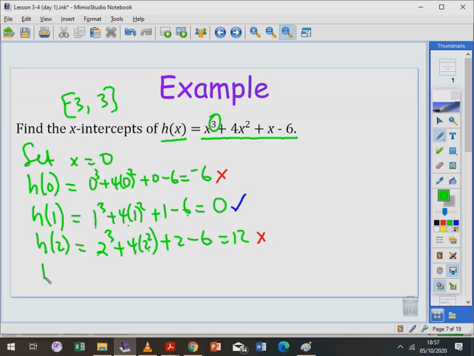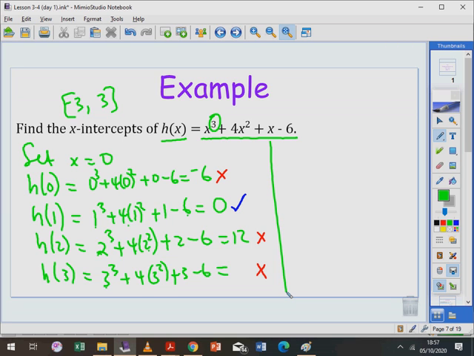I'm going to try 3 just for the kicks, but I can see from this trend that 3 won't give it to me, but I'll just try it for your viewing pleasure. 3 cubed plus 4 times 3 squared plus 3 minus 6: this is 27, plus 9 times 4, which is 36, big number. I can see clearly by peeking into the future that that's not going to give me an intercept.